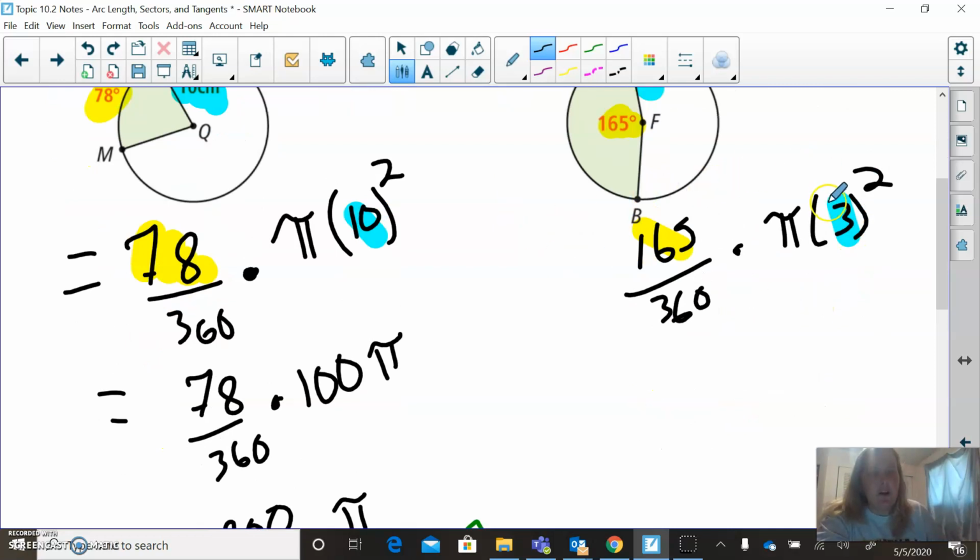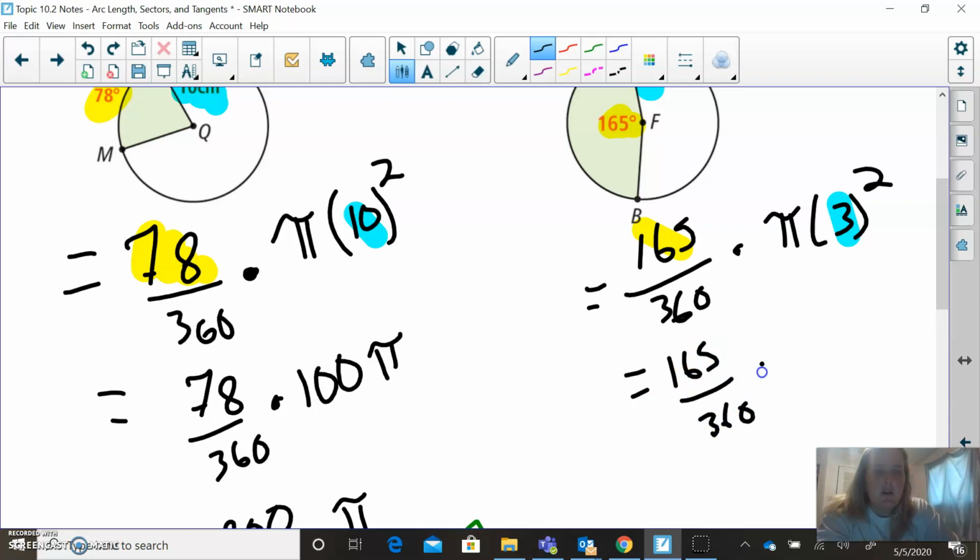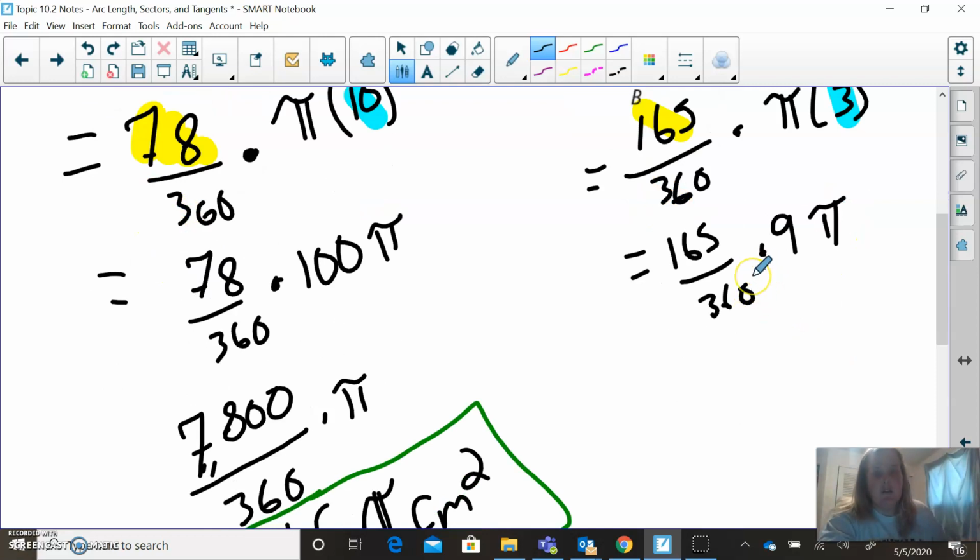So let's keep going. Like I said, let's simplify the area part first. So we're going to do 165 over 360 times 9 pi, because 3 squared is 9. At this point, let's keep multiplying through. 165 times 9 is 1,485 divided by 360 pi.